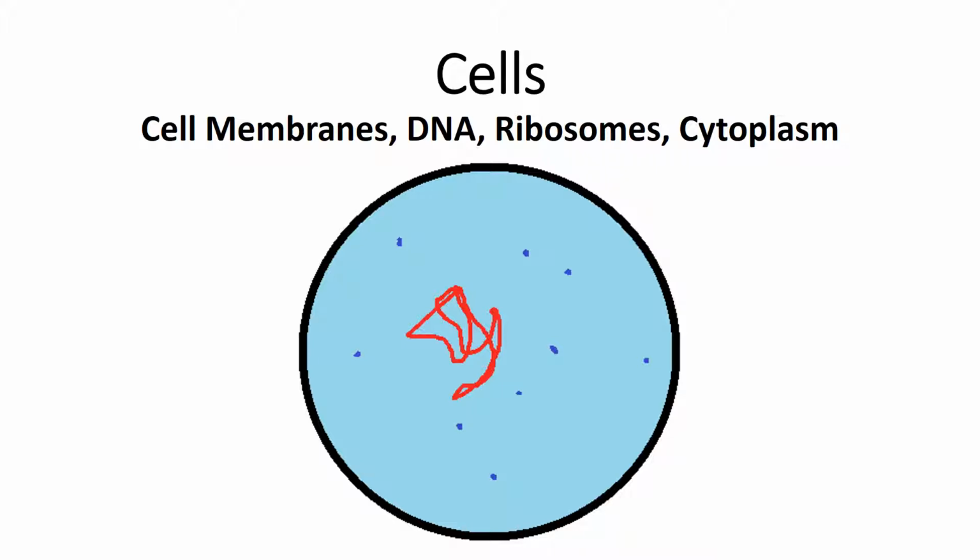The red represents the DNA. The dark blue dots represent the ribosomes. And the light blue represents the cytoplasm.